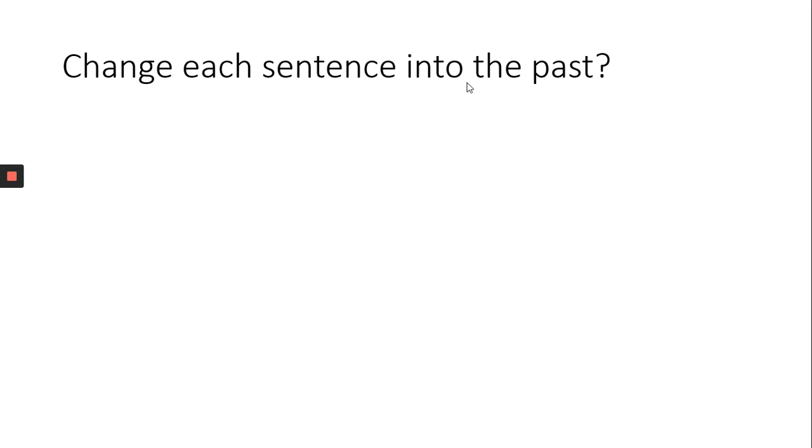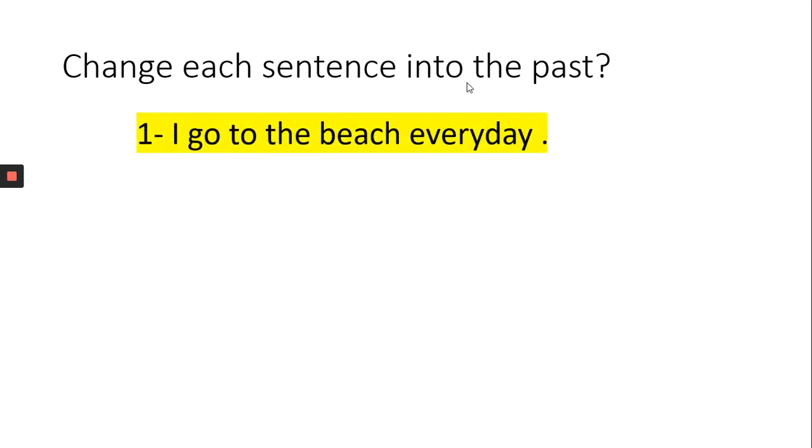Example, I drink coffee in the morning. Yesterday, we say I drank some tea. So in this case, we change from the present to the past. What happened yesterday or last week or maybe this morning. Sentence number 1. I go to the beach every day. Can you see the verb go? So the verb go is in the present. How can we change it to the past?